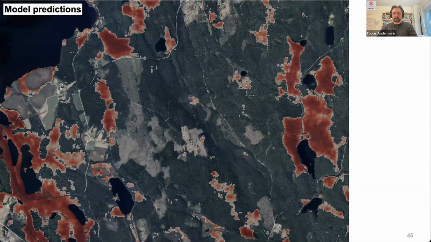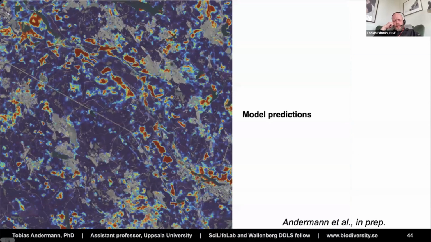Also, by the way, feel free to interrupt me if you have any questions, as you already did. Yes, sorry, Tobias Andermann here. I just wonder, if you have the training data, is either the nyckelbiotop, which is high conservation value forest, and probably old forest, and then you have the young forest. You're not training on old forest without values. Am I right? Yes, you're right.